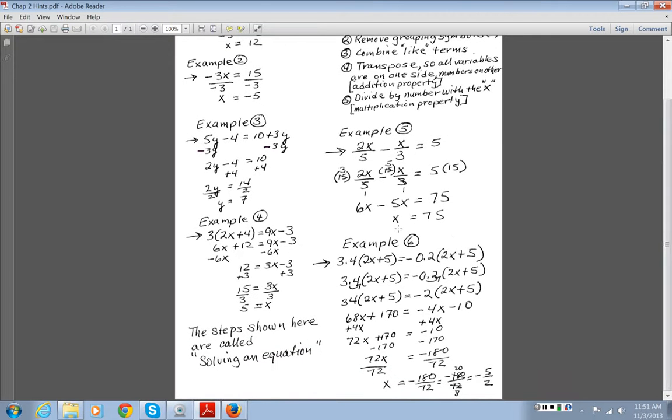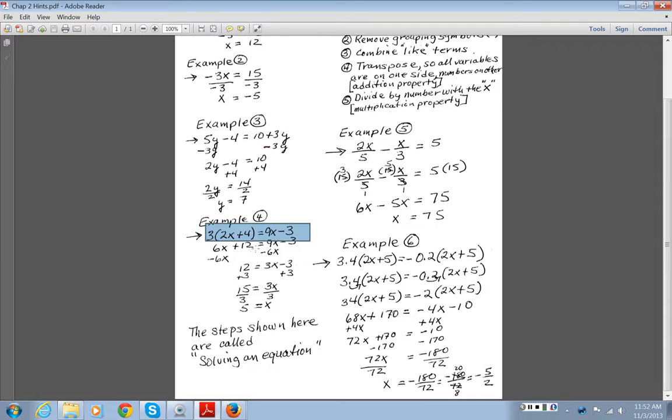All right, let's go on to example 4. Now here we see we have a case where there is a parenthesis. So the second rule, remove grouping symbols, that is a parenthesis, and we're going to use the distributive process. 3 times 2x gives me 6x. 3 times a +4 gives me a +12.